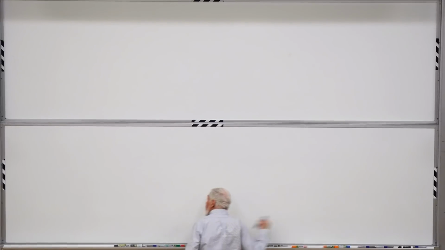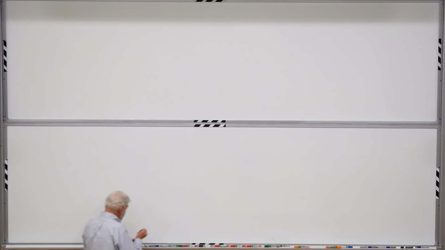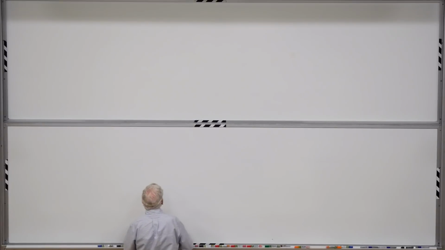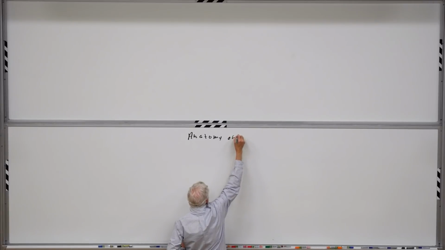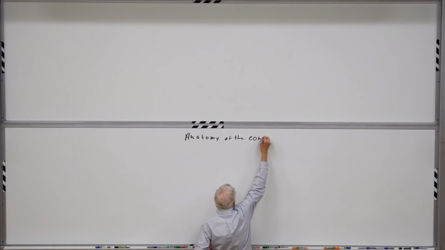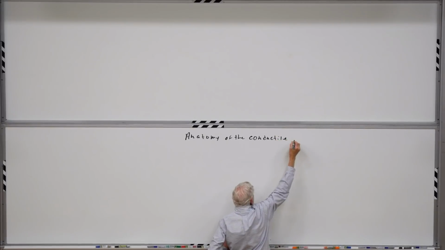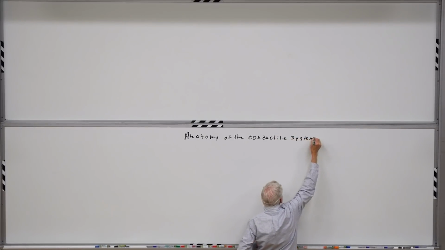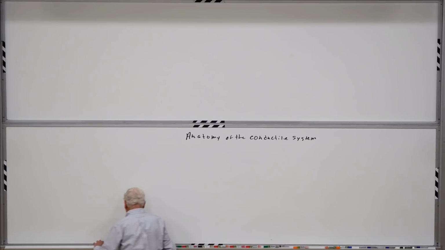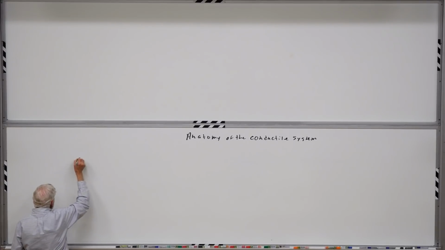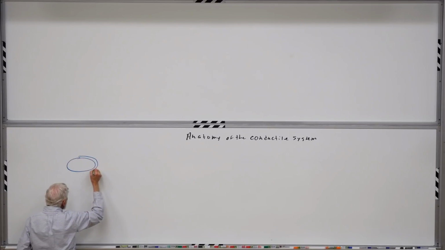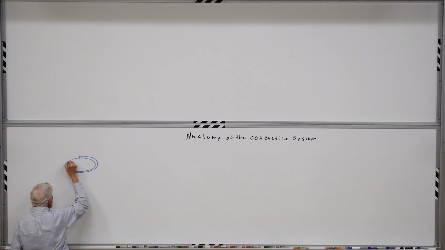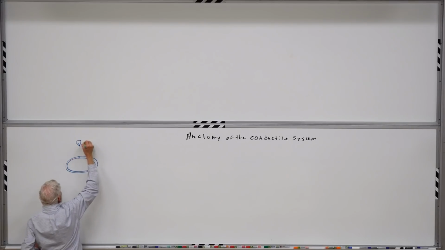Well, if not, let's start here with the anatomy of the conductile system. And we'll start here with more or less a macro anatomy. I'll draw this, as we've seen before, where that's the right atrium. So this is the right atrium.